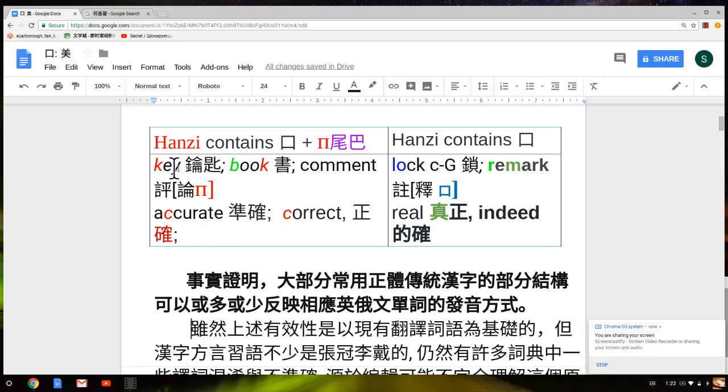So this is a key. The key, you see a P in this Hanzi Yue. And book, you see another P in the above left. K corresponding to this P. Book corresponding to this square. The lock, this square was not connected to the bottom, this leg. It's separated. Also real, the square is not attached by the bottom to the slant line.